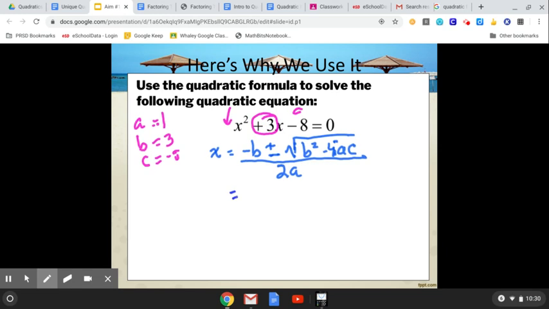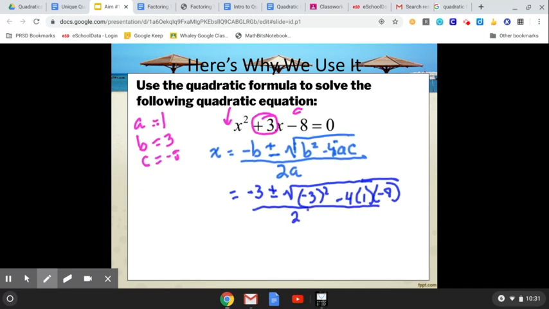Start to do the math. Negative b, so that's going to be negative 3 plus or minus the square root of negative 3 squared. Notice that I'm putting that in parentheses. Minus 4 times 1 times negative 8, all over 2a. Well, 2 times 1.